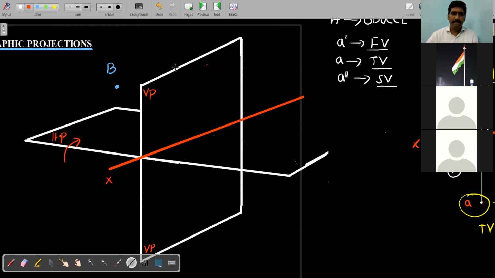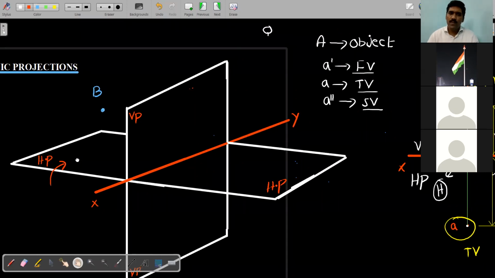XY line. Okay, so this is actually the horizontal plane. Okay, now tell me all of you, what is the position of your body? We are locating the body in which quadrant? All of you tell me, please. Second quadrant, sir. Second quadrant, right? Now tell me all of you, if a body is located in the second quadrant, how can you see the front view?